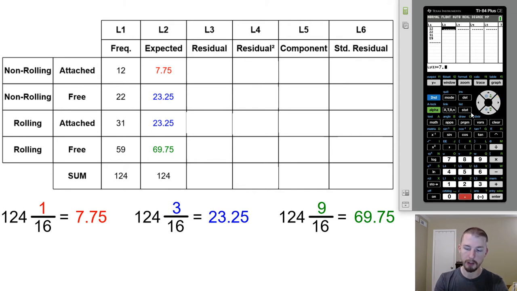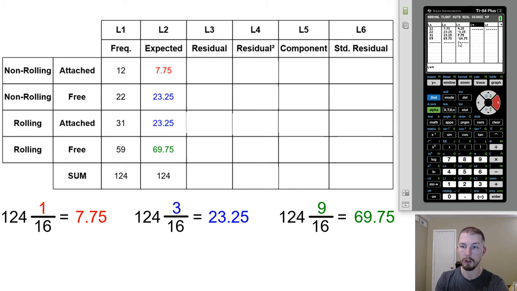And then the expected values, we're going to put those in our second list. Okay, so now that we've got that, for the third list, we're going to define that as list 1 minus list 2. So that's going to give us our residuals. So list 1 minus list 2. Okay, so those are all of our residuals. If we add these together, that's going to add up to 0.